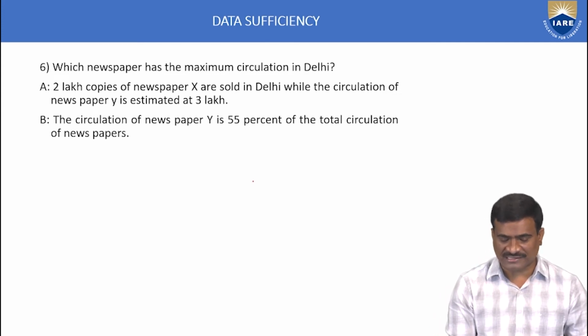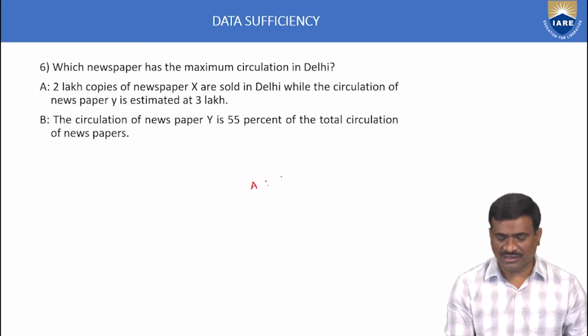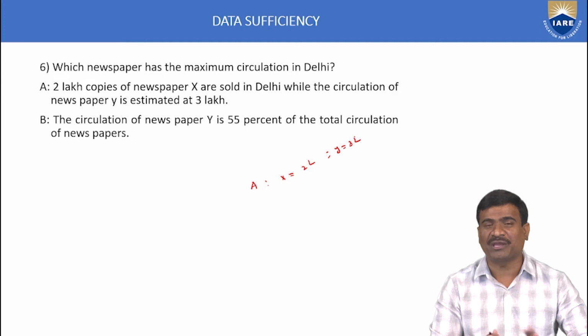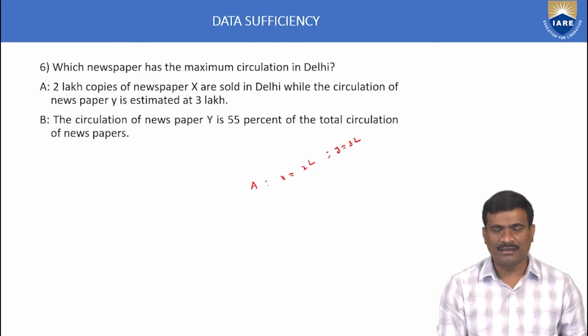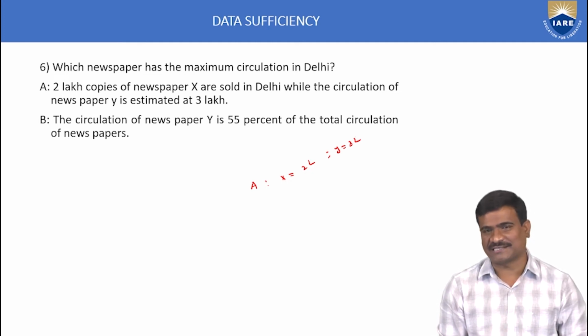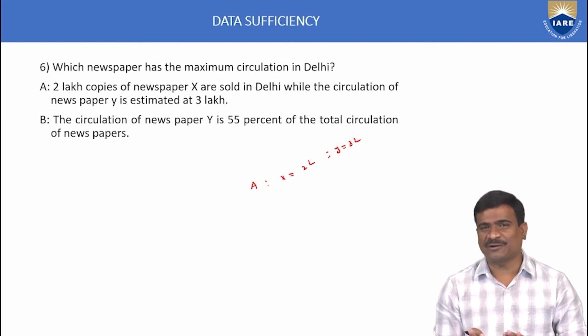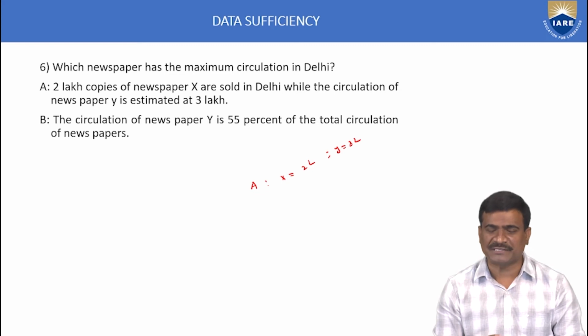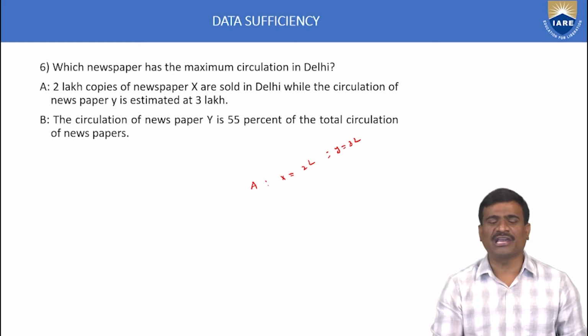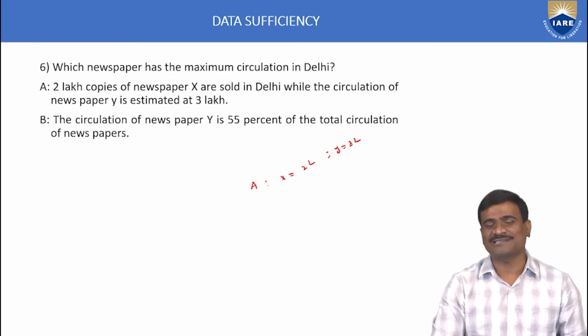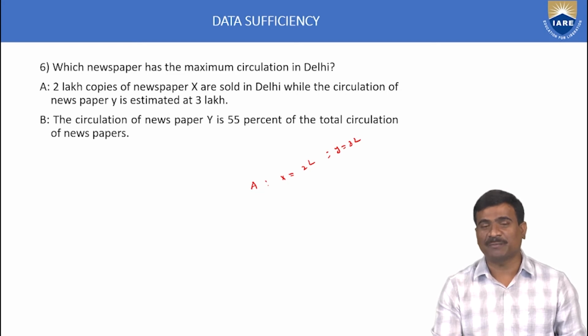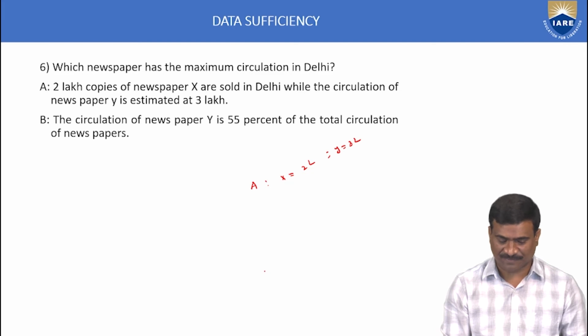Statement A implies that only X and Y information is given, X 2 lakhs and Y estimated at 3 lakhs, but the total number of papers is not given. Therefore, A alone is not sufficient because the total number of papers is not given.